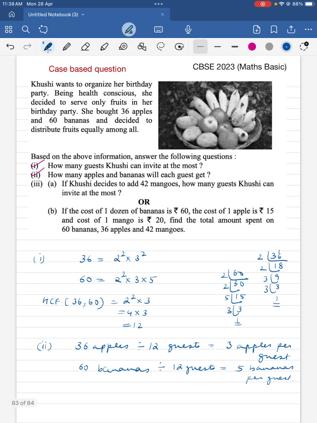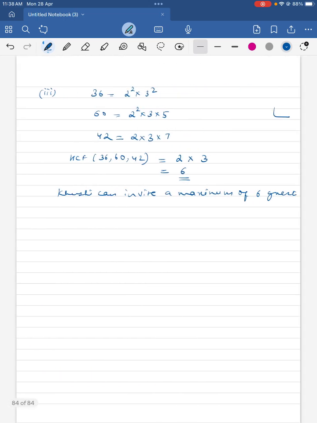Okay, so we answered the third question, A part. Now we need to answer the OR part to it. If the cost of 1 dozen of bananas is rupees 60 and the cost of 1 apple is rupees 15 and the cost of 1 mango is rupees 20, find the total amount spent on 60 bananas, 36 apples and 42 mangoes. Okay. Because they've given you the cost per dozen, right?